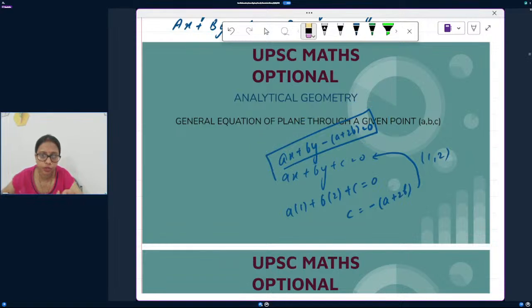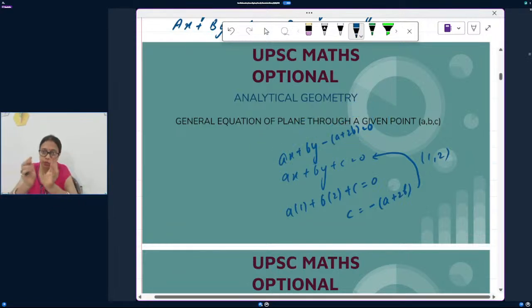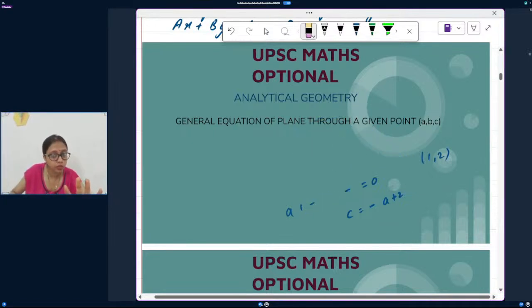Okay, because you can substitute 1 and 2 and it will satisfy. So basically those two conditions I can merge to eliminate the number of variables. Now I don't need to find 3 variables. I need to find only 2 variables here. In my general equation of plane, I have 4 variables.